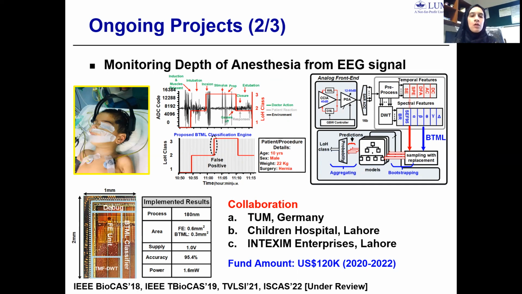We have several collaborators on this project: collaborators from Germany, a local hospital here, and industry for developing anesthesia machines here in Pakistan. This project is also funded by the Higher Education Commission in Pakistan with a fund of $120,000. We also have several publications for this work, and a newer version is still under review for the ISCAS conference in 2022.